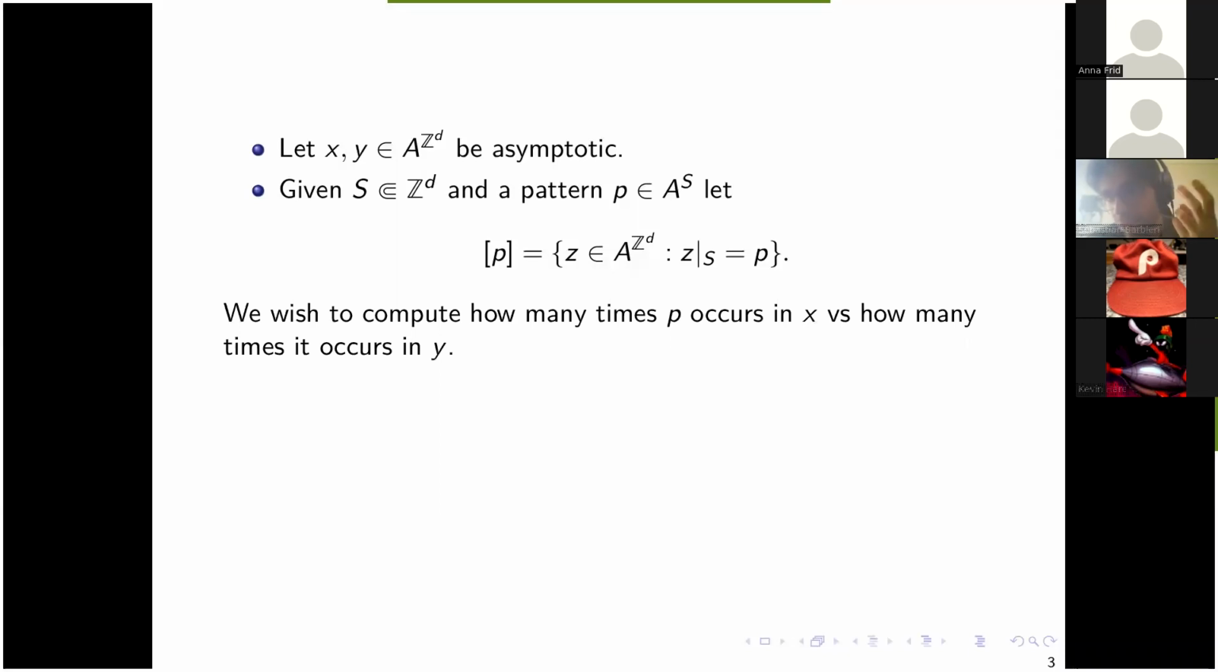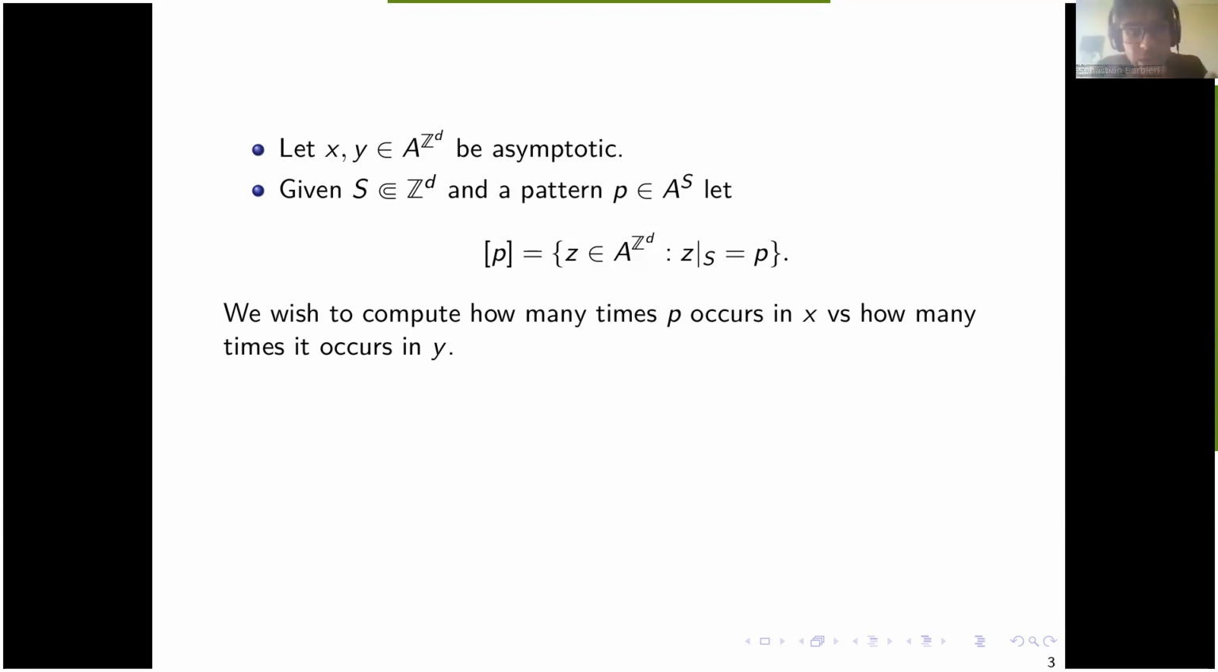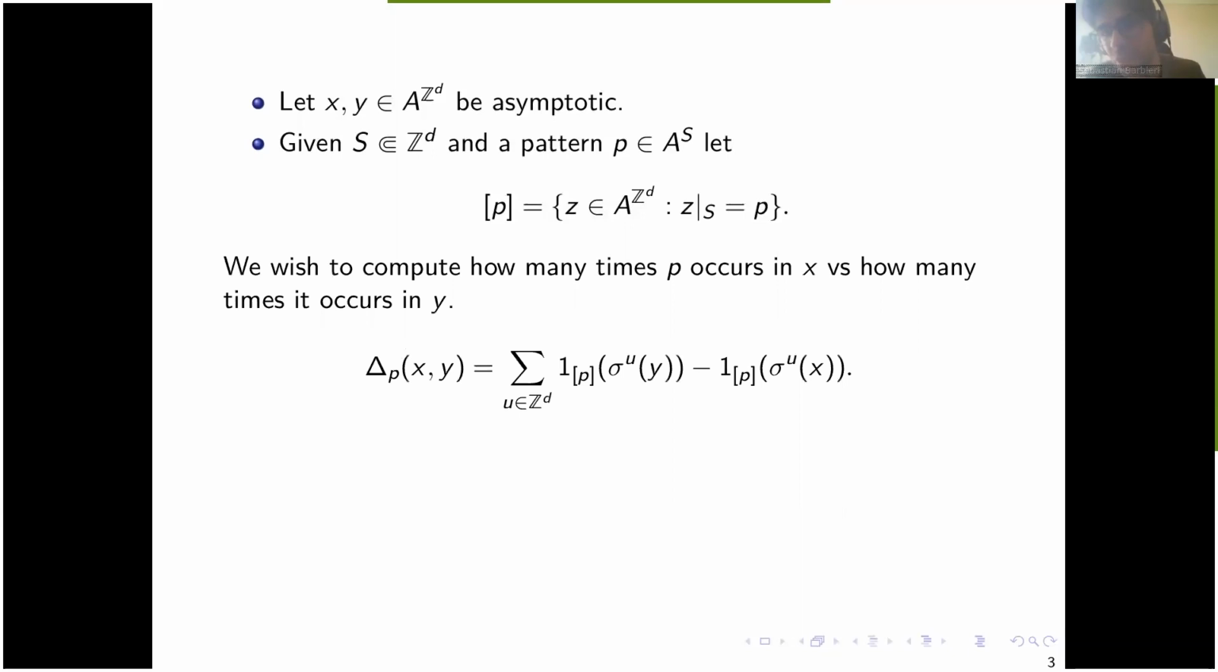And what I want to do in this talk is compute, in some manner, how many times a pattern occurs in some configuration versus how many times it occurs in another configuration. So essentially, I want to do something like this. I have two configurations, X and Y, and I want to sum over all positions whether I see P at that position in X minus whether I see P at that position in Y, or vice versa, Y and X.